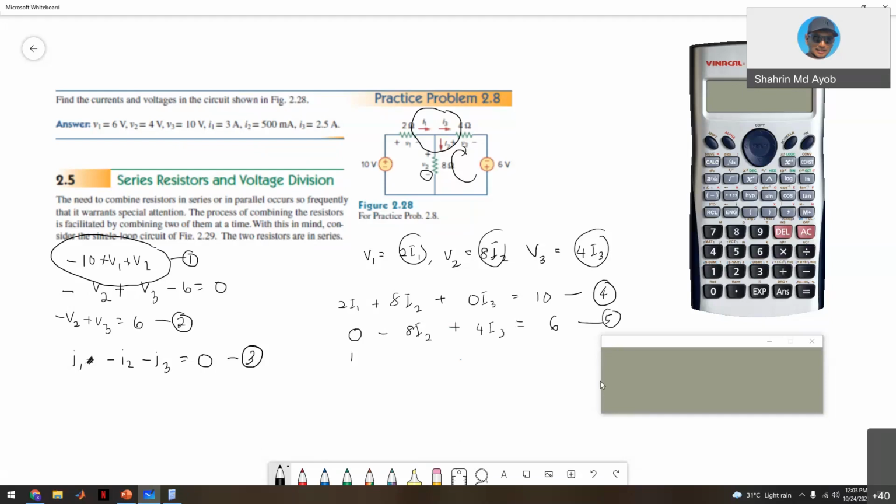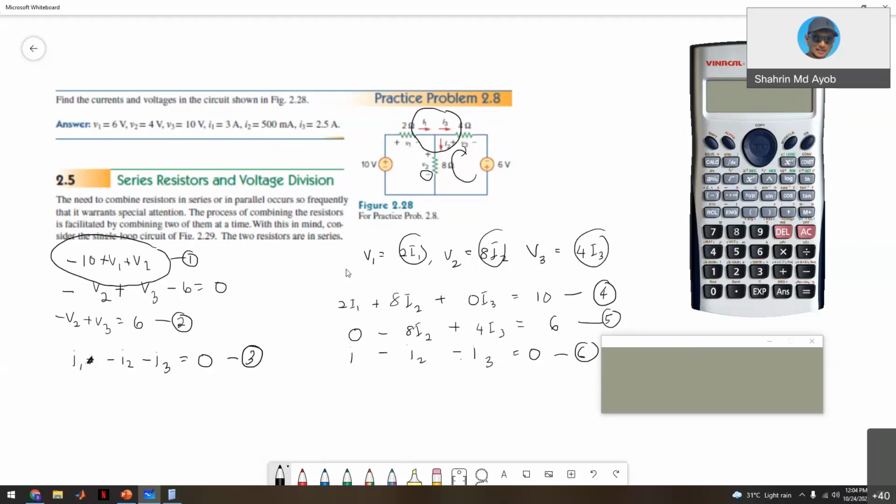And then the last one is I1 minus I2 minus I3 is equal to 0. This one is equation 6. So as you can see, we have 3 equations and 3 variables, I1, I2, and I3. So you can use your calculator to solve this by using the simultaneous equation method from the calculator.